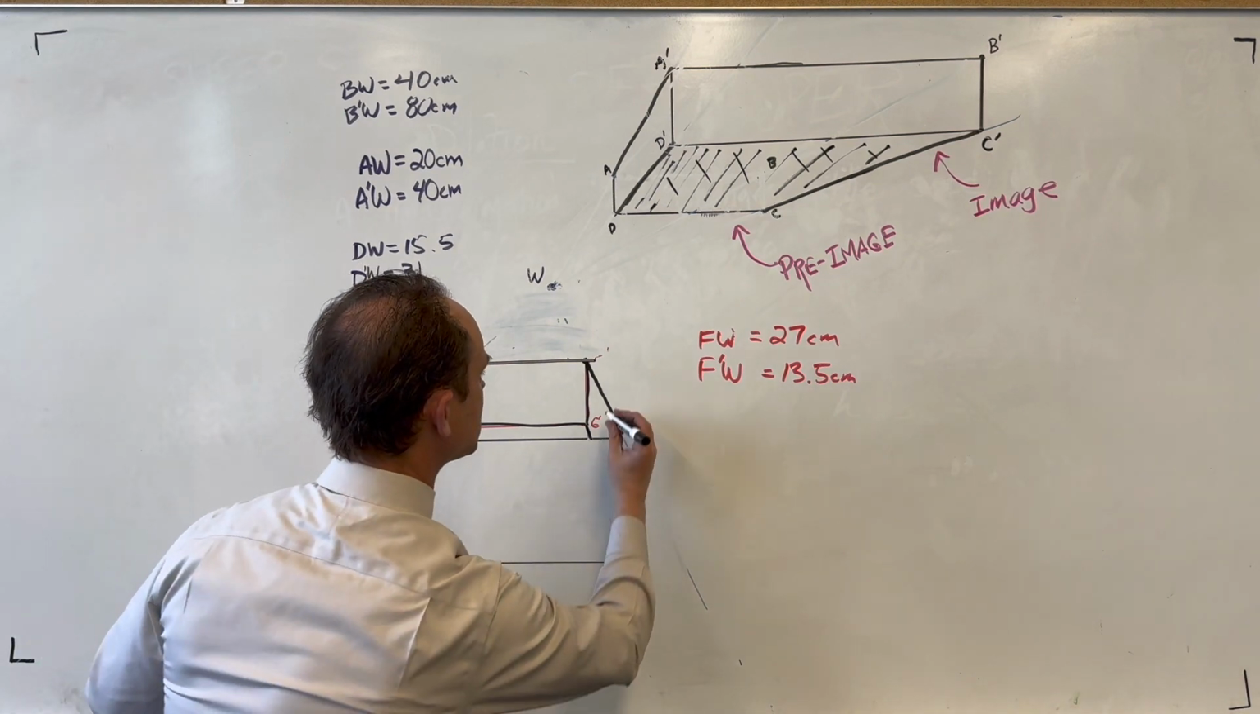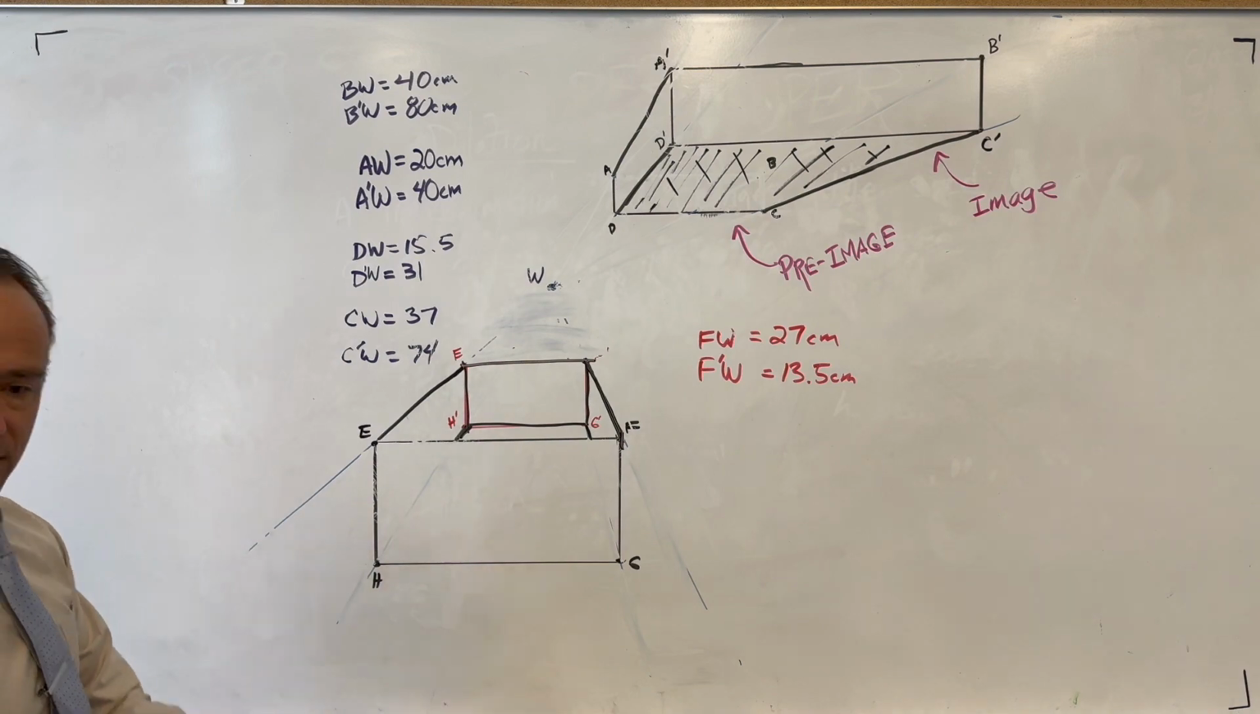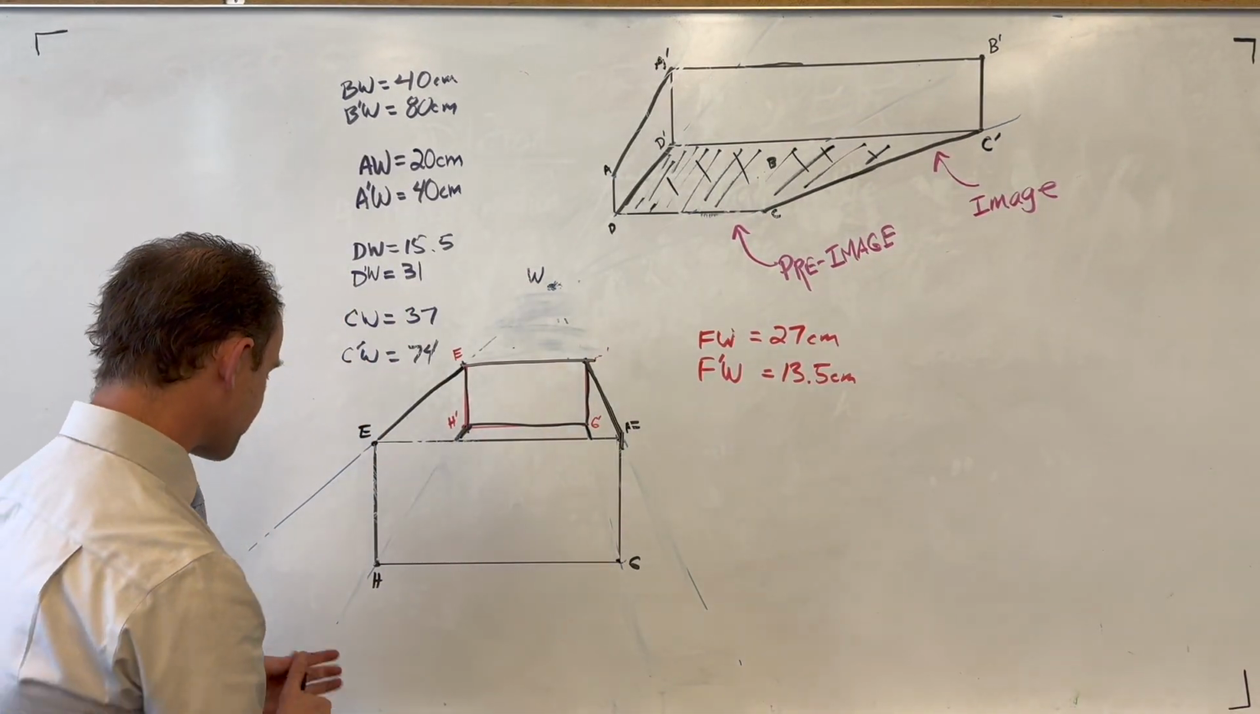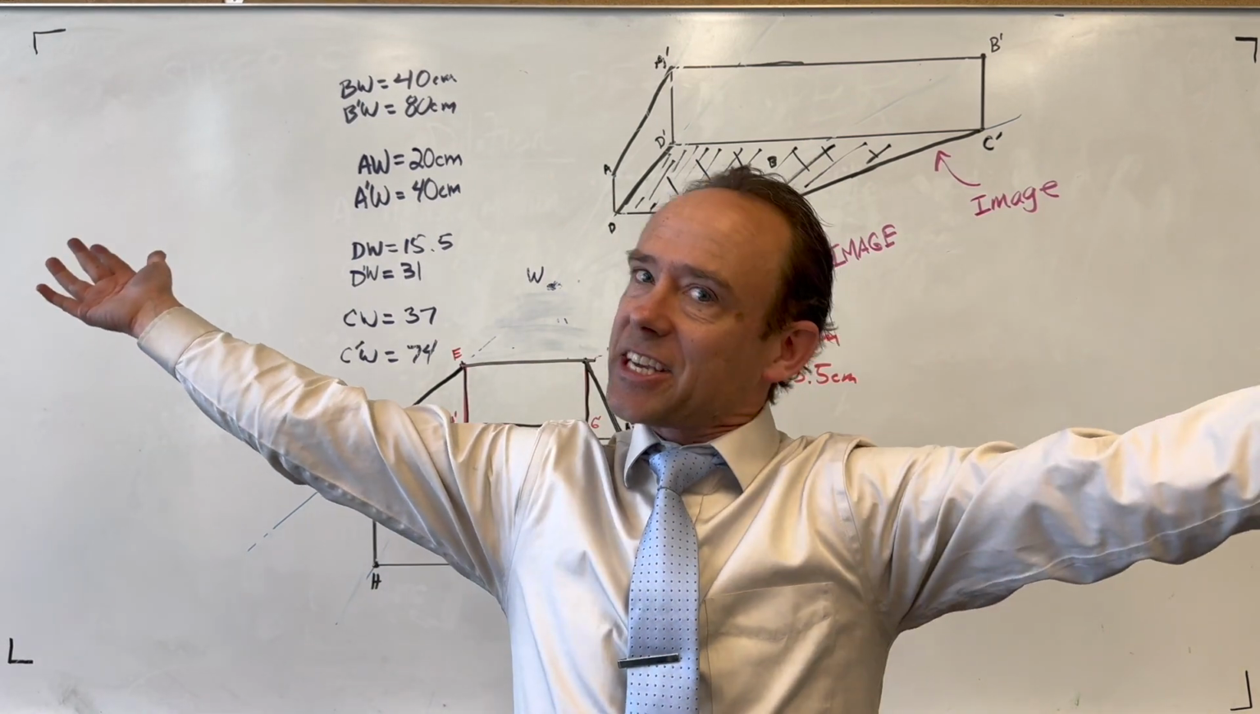Not perfectly executed there by me, but pretty close. There it is. It looks kind of like you're looking down at a box. Okay, so that's how you use geometry to do a dilation.